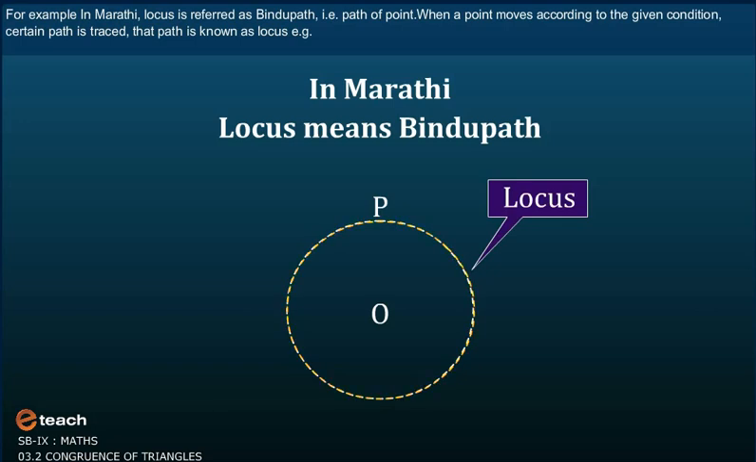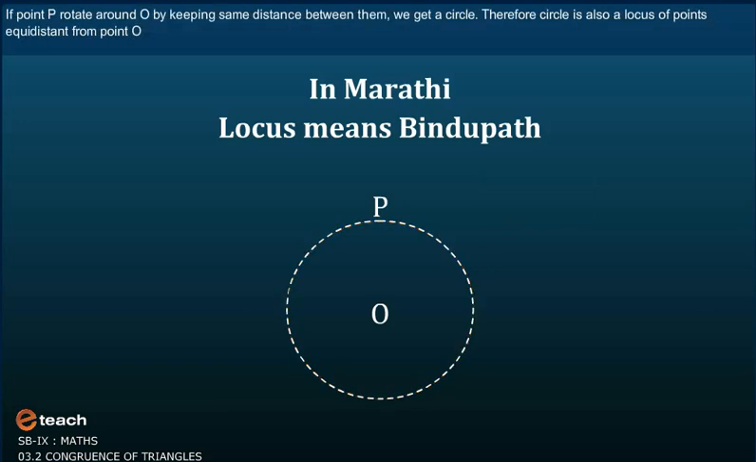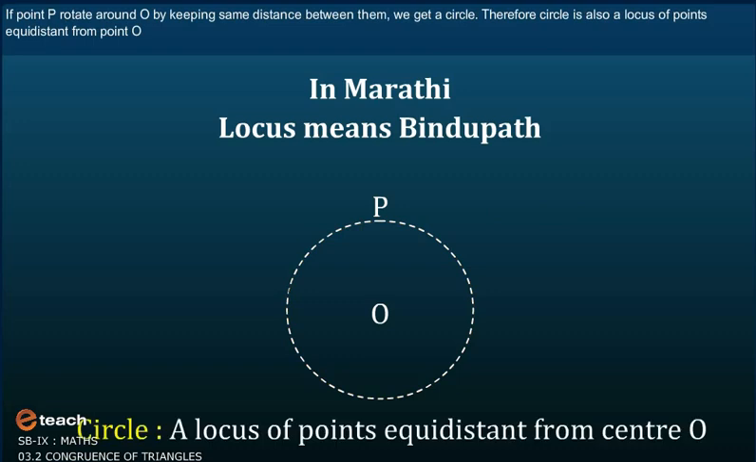For example, if point P rotates around O by keeping the same distance between them, we get a circle. Therefore, circle is also a locus of points equidistant from point O.